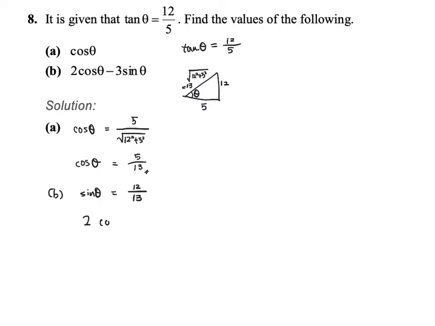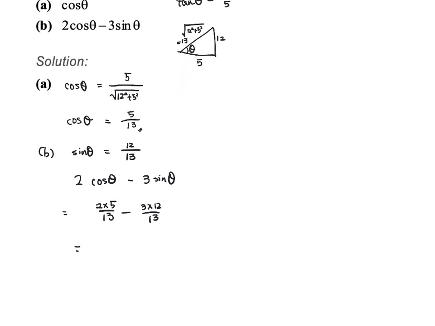So 2 cosine theta minus 3 sine theta equals 2 times 5 over 13 minus 3 times 12 over 13, which will give you 26 over 13 with a negative sign. So you have negative 2 at the end.